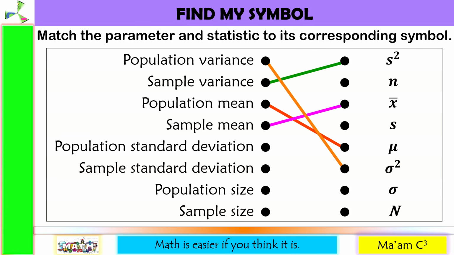Next one, population standard deviation, we have sigma. Sample standard deviation, we have small letter s. Population size, we have capital N. And sample size is small letter n.